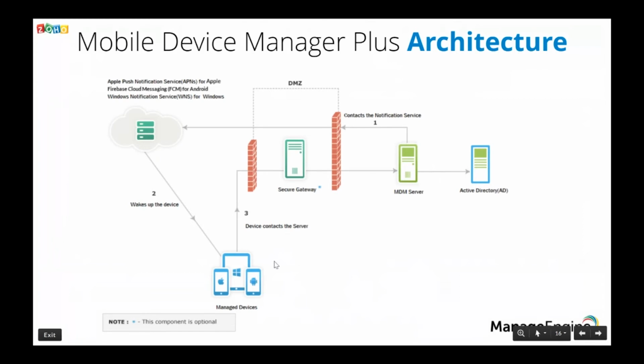Now, since your mobile devices cannot always remain within the same network, you need to NAT your internal IP address along with the public IP address. And since this might raise a few security concerns in your organization, we allow you to optionally configure a secure gateway. This is to ensure that any communication that takes place between the managed devices and the MDM server will be routed through the secure gateway. If you are using the cloud version of our product, you do not need to configure any of these settings. Mobile Device Manager Plus also allows you to integrate with a few directory services such as Azure, Okta, and G Suite.